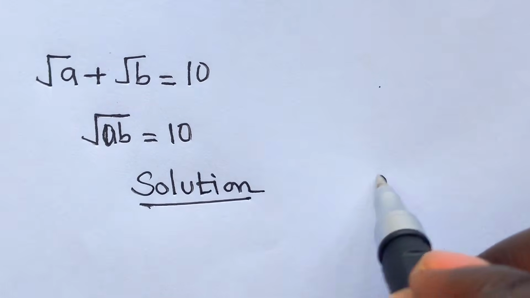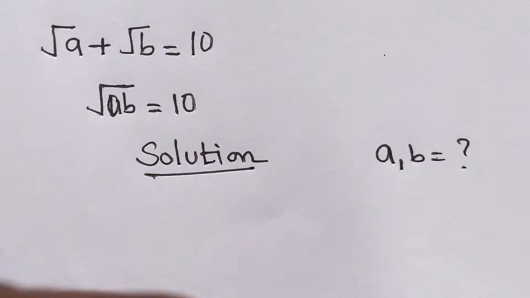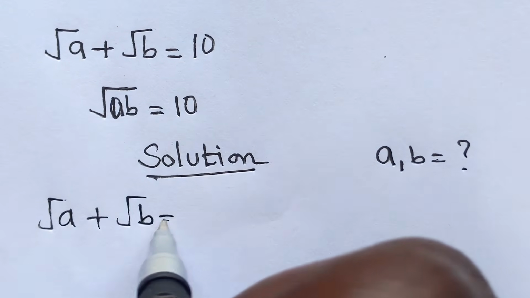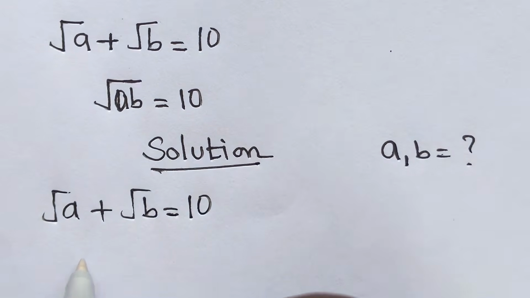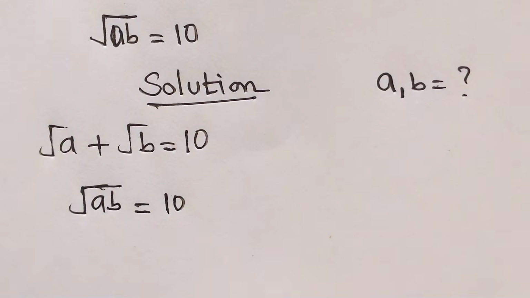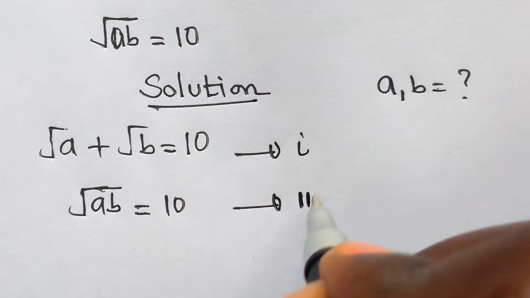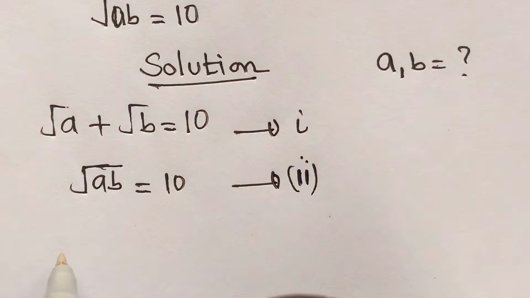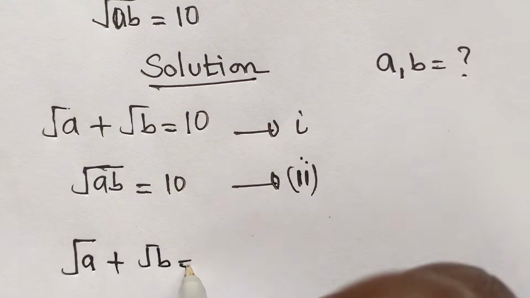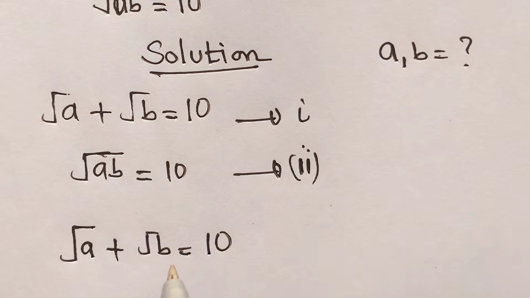Okay, and of course here this is what we have been asked to find, a and b. Let's just copy what we have: square root of a plus square root of b equals 10, and square root of ab equals 10. This can be denoted as equation 1, whereas this can be denoted as equation 2. Let's take equation 1, which is square root of a plus square root of b equals 10. Then we want to get the value of a plus b only.